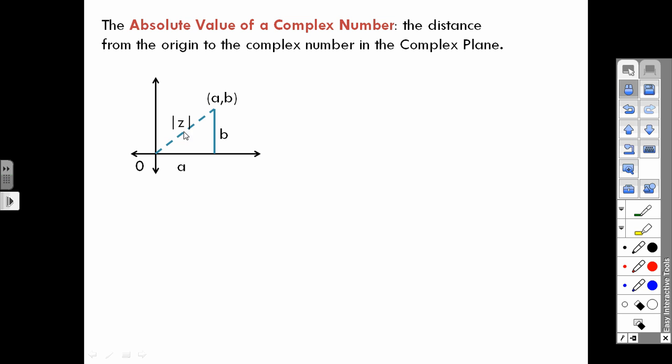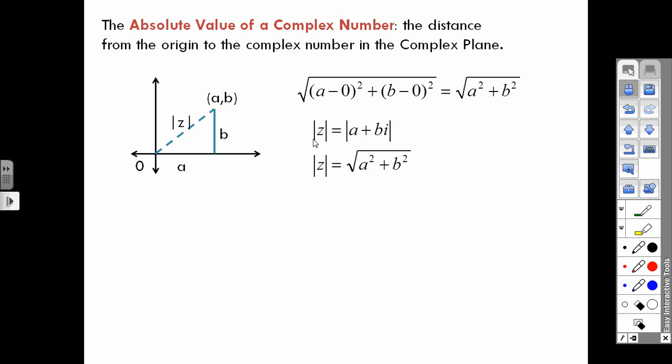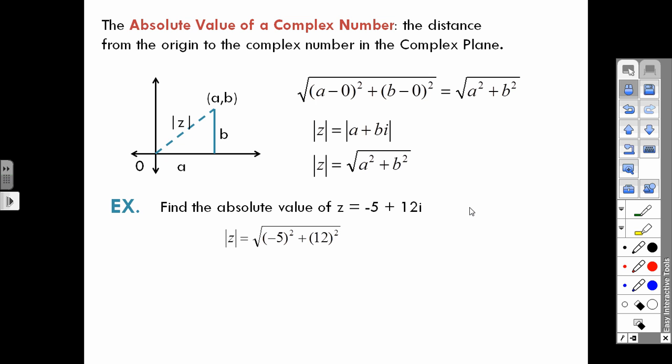Well, you can either use the Pythagorean theorem or you could use the distance formula. So it ends up being the square root of a squared plus b squared, which is great. So that means that the absolute value of z, which is the absolute value of a plus bi, is the same as the square root of a squared plus b squared. Very simple calculation you all should be able to do. So let's try it out. Find the absolute value of -5 plus 12i. So there's a, there's b, plug it in, and we end up getting 13. So the absolute value of this is 13.